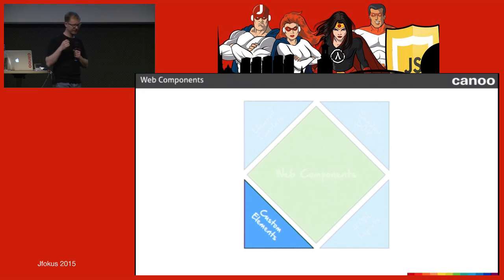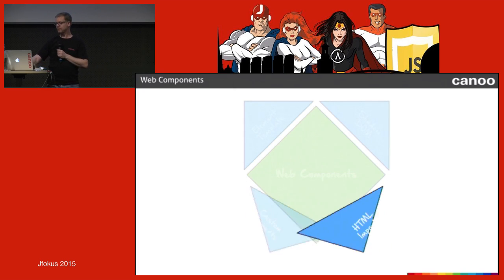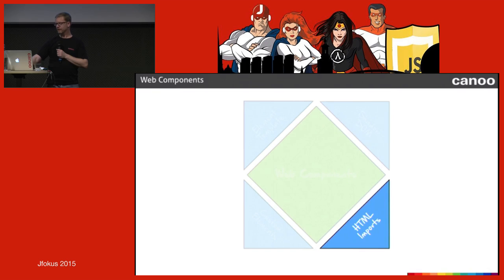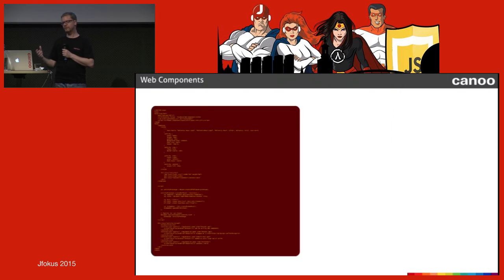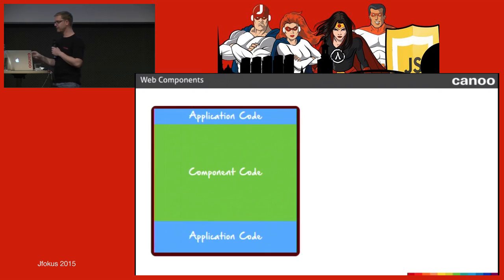So, last piece of the puzzle, the HTML imports. When we look at the code, the way it is right now, so this is the website. I guess you can't really read it. So I added these parts. What we can see now is the blue parts, that's the application code, while the green part, that's the component. And there's obviously a mismatch, right?